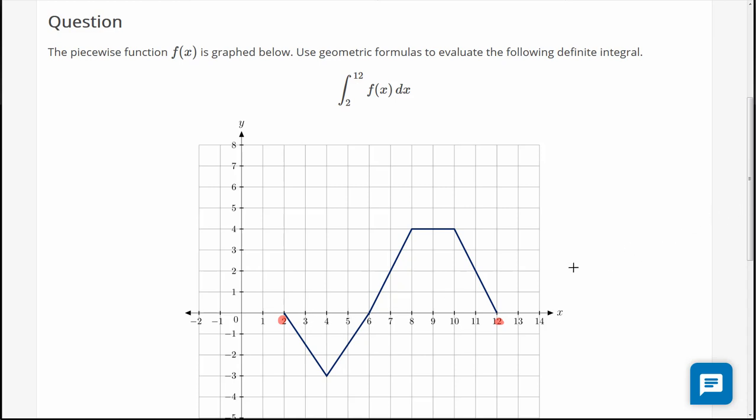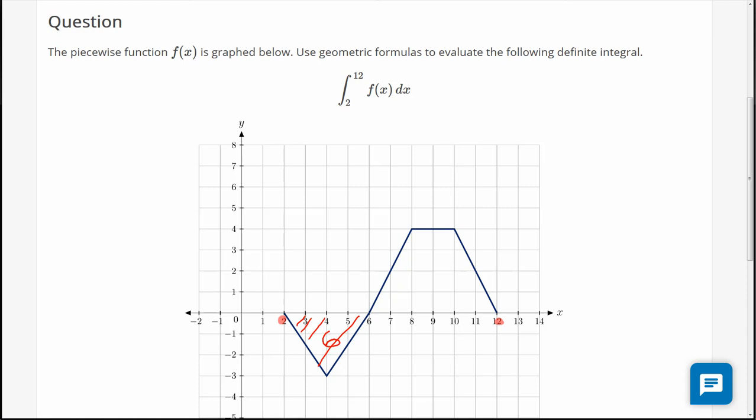Maybe I'll shade it a little bit here, this triangular piece right here. So it's a triangle, and the area is one half base times height. The base you can see is 4, and the height is 3. 3 times 4 makes 12, and 1/2 of 12 is 6. So the area of this little triangle is 6.